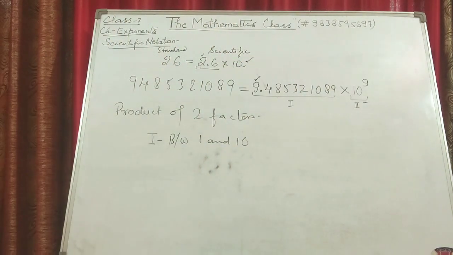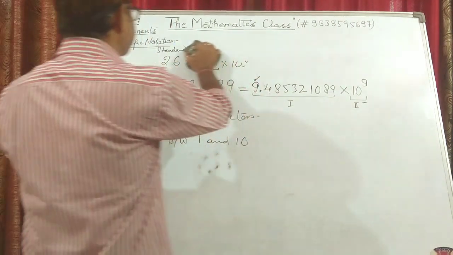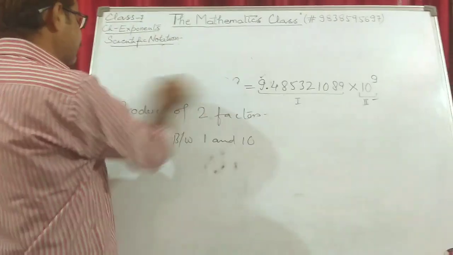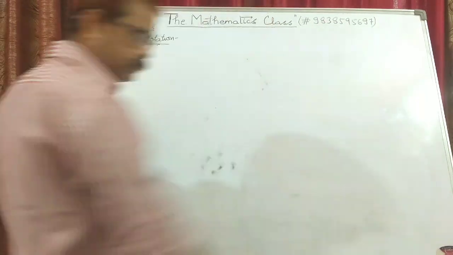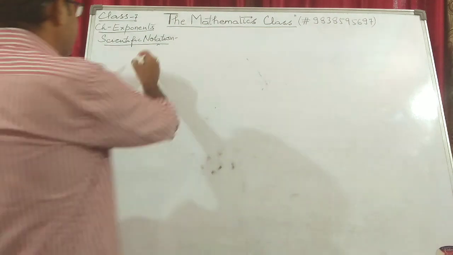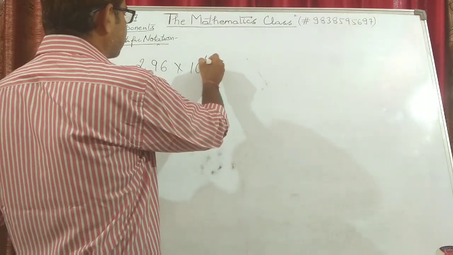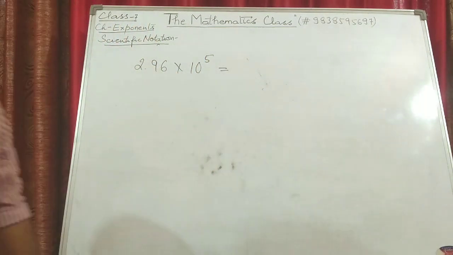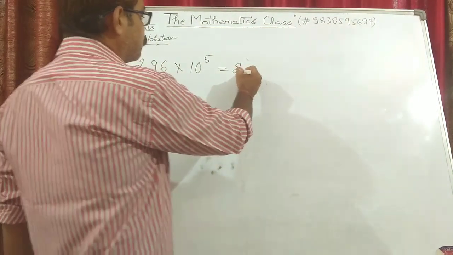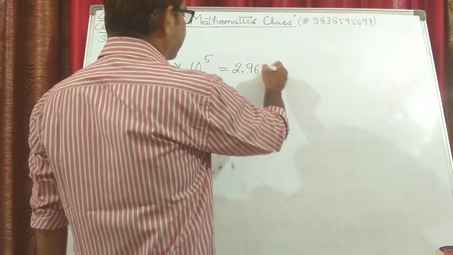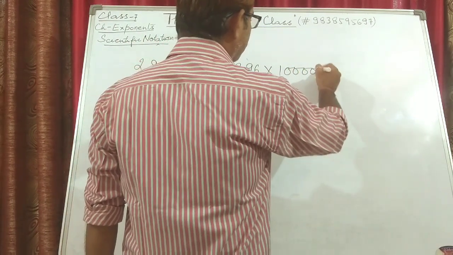Now we move on to the questions. Suppose you have to convert a scientific notation to a standard form. So how do we solve that type of question? Let's see. Suppose it is given 2.93 into 10 to the power 5. This is in the form of scientific notation. So what are we going to do? 2.96 into how much? 10 to the power 5 means 5 zeros. So 1, 2, 3, 4, 5.